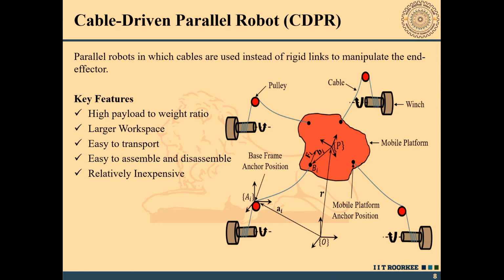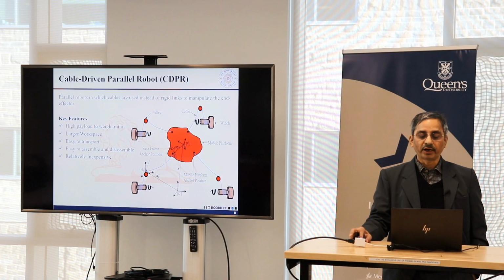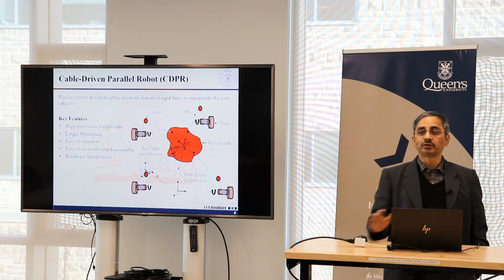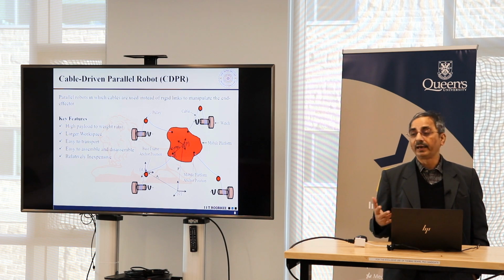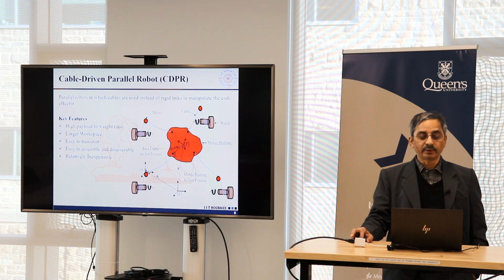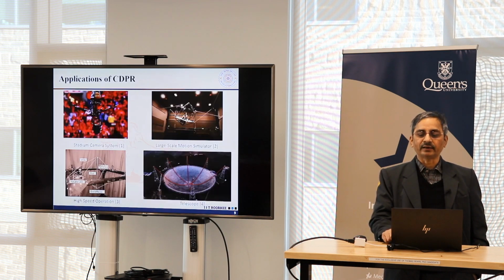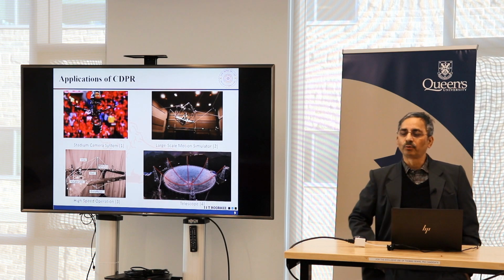There are key features of it, and that is the high payload to weight ratio. We can carry a larger payload here, that is, the mobile platform can hold a lot of concrete mixture. A larger workspace is possible, so you can think of building, say, 2-bedroom or 3-bedroom houses. It is easy to transport, easy to assemble and disassemble, and relatively inexpensive.